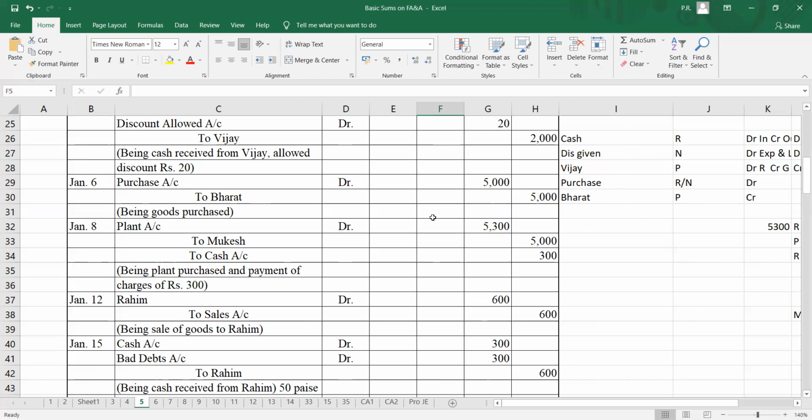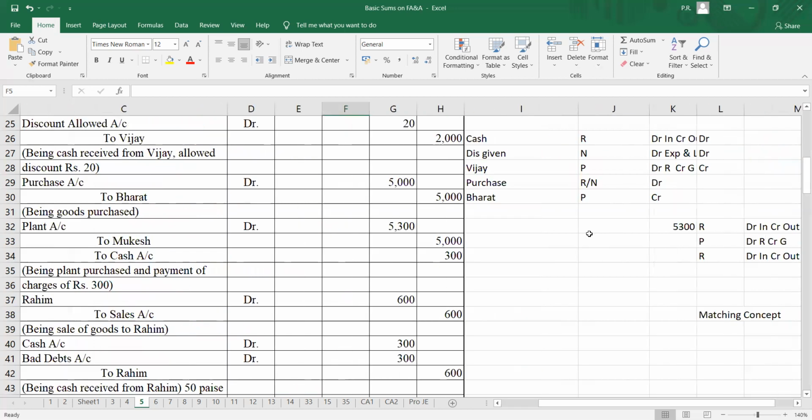However, if you do any major repair, which will increase the life of the asset, then that expense that you have done will give us a long-term benefit. Hence, that amount would be added to the cost of asset. We call this capitalization of expenses. In this case, what all accounts are getting impacted? First, I'm buying a plant. Then I'm having certain expenses. Then I'm buying it from Mr. Mukesh and I'm paying some cash also for those expenses. Now plant is a real account. Expenses are what? They are nominal accounts.